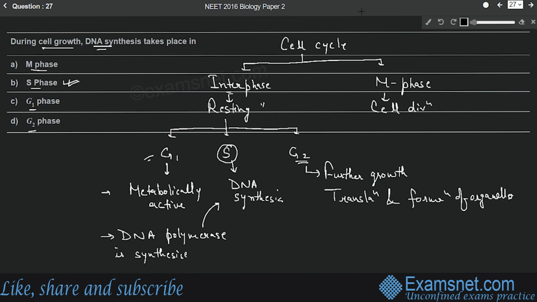Then reorganization of the cell components takes place, so that the cell can be prepared for the next M phase. So according to this question, our answer will be option B. DNA synthesis takes place during S phase.